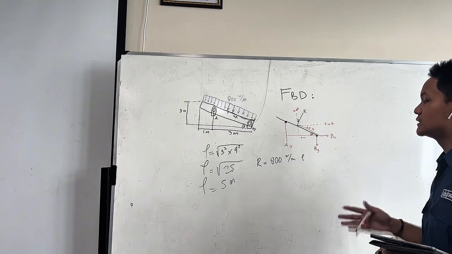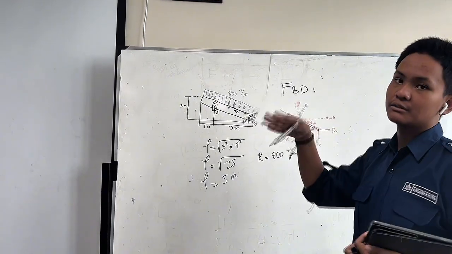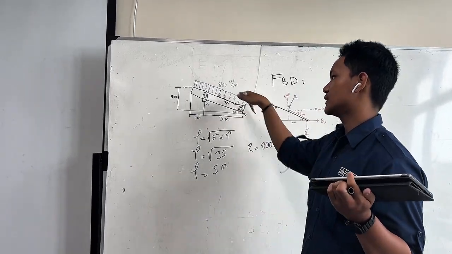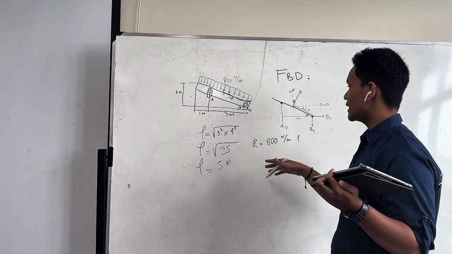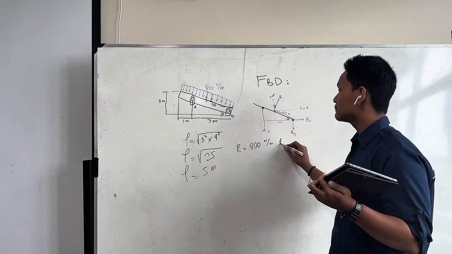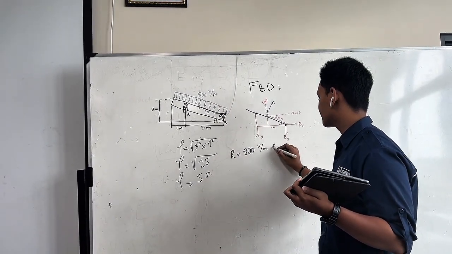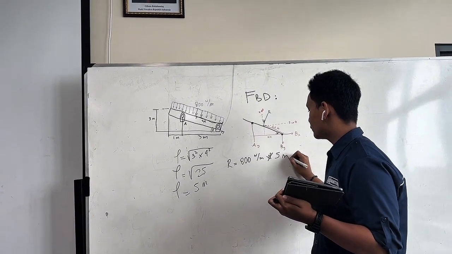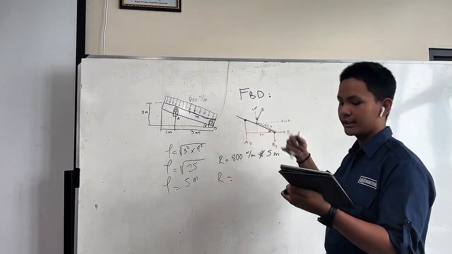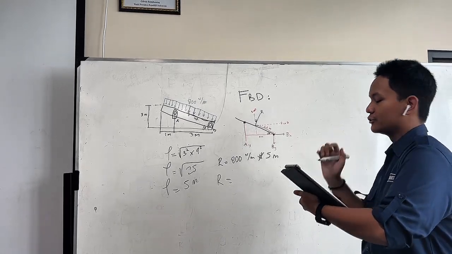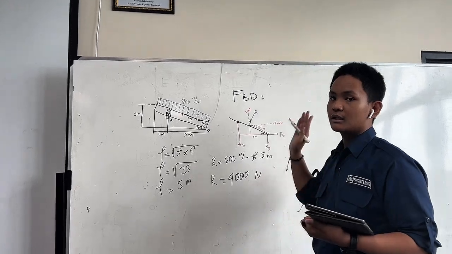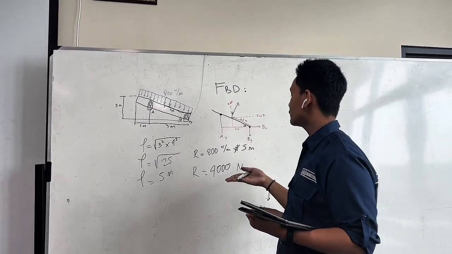We're going to find the resultant of the 800 newtons per meter, which is equal to the area of this rectangle, which is 800 newtons per meter multiplied by the length of the beam, 5 meters. If we calculate this equation, we will find that this resultant is equal to 4,000 newtons. So now we know the value of this resultant.